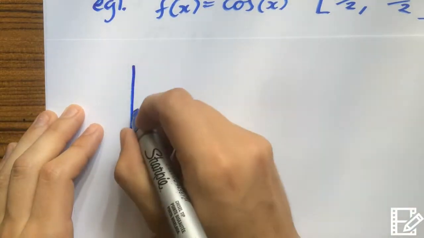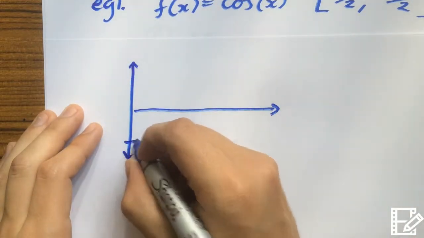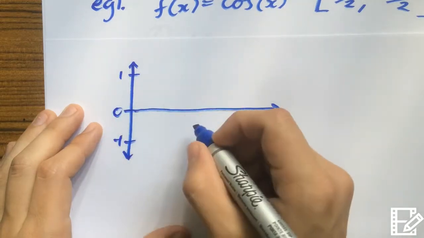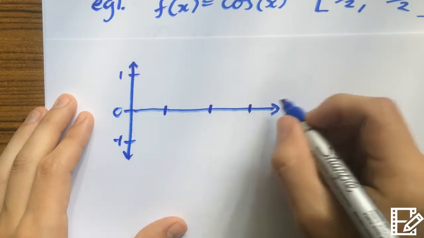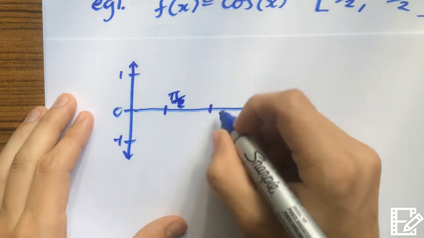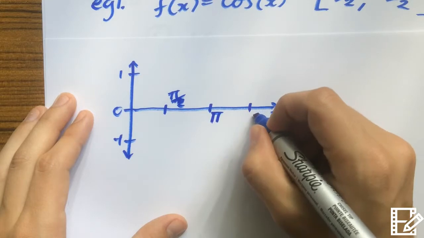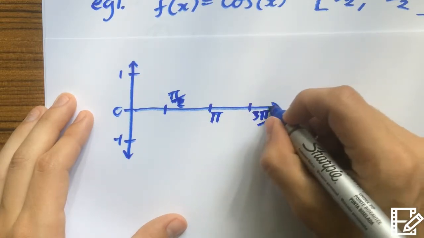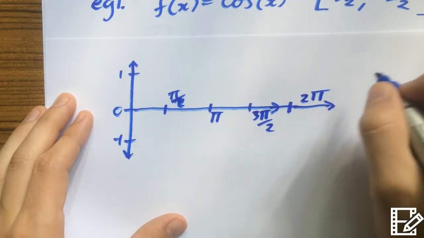So this is 1, this is -1, and this is 0. I'll draw these points up as well. This is pi on 2, this here is pi, and this here is 3 pi on 2. And if we keep drawing one more, we will get 2 pi.